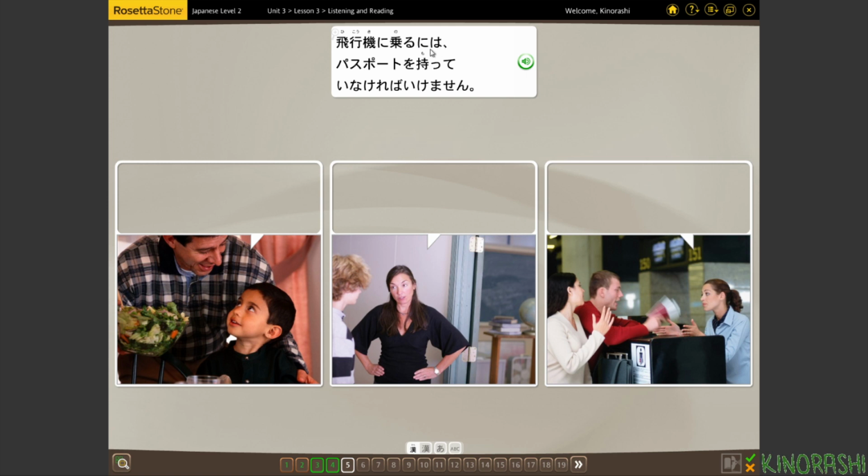Okay. I think I understand niwa a lot better than I did before. So, hikoki ni noru niwa passporto o motte inakereba ikemasen.